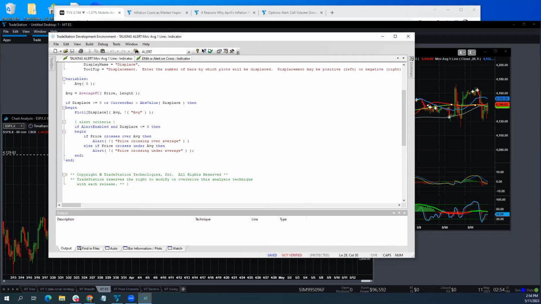So what you do is, if you put in symbol, is the existing word. And then plus. Do it like this. What will now happen is the alert, it'll actually say like Apple price crossing under average.